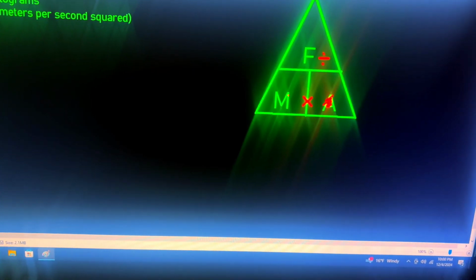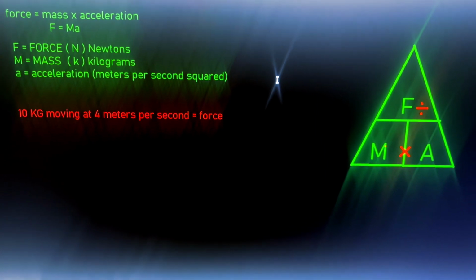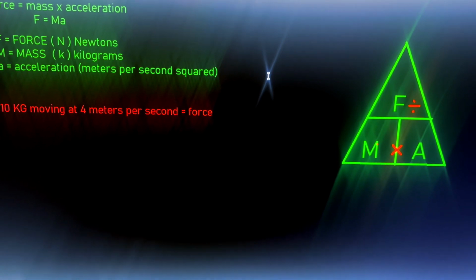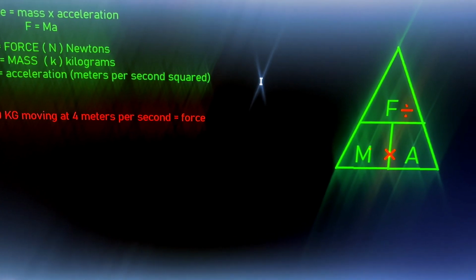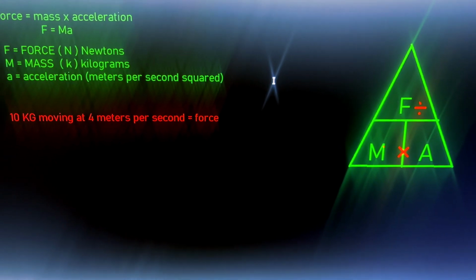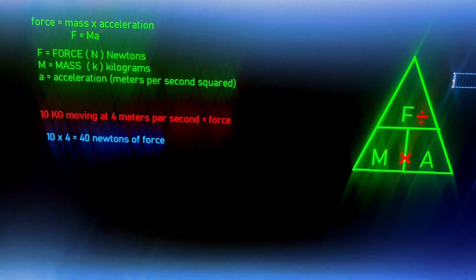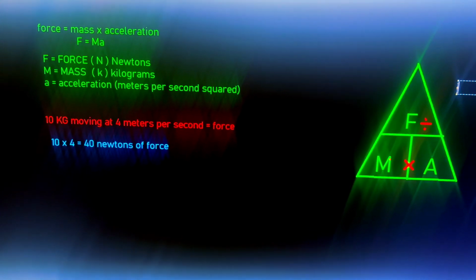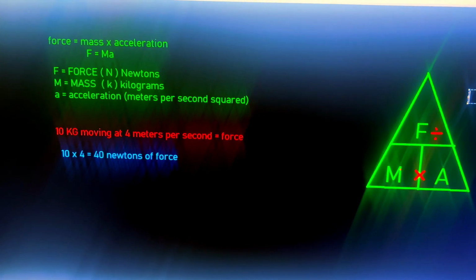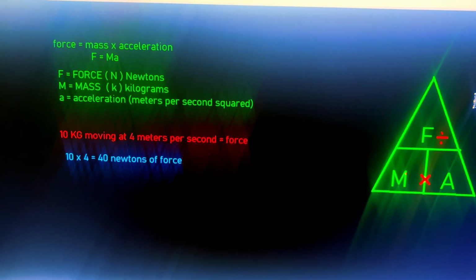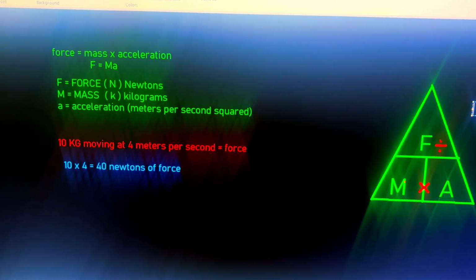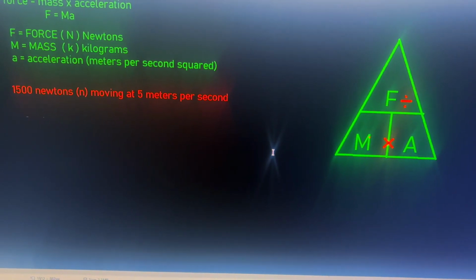So if we have 10 kilograms moving at 4 meters per second squared, we know the mass and the acceleration, so we could figure out the force. It's just mass times the acceleration. If we had an object with a mass of 10 kilograms, and it was accelerating at 4 meters per second squared, it would be 10 times 4, which is 40 newtons of force in order to make a 10 kilogram object accelerate at 4 meters per second squared. Here's the second problem.